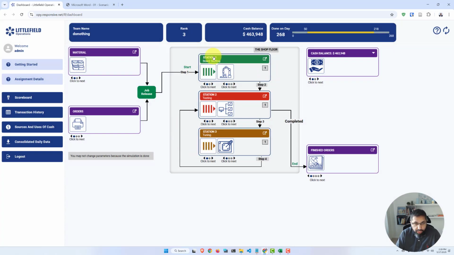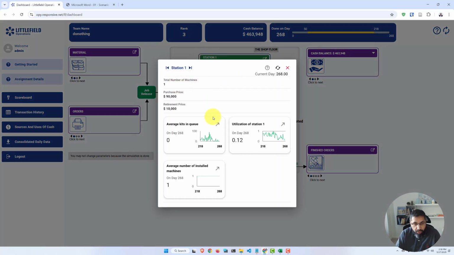So if you look at each station, there's 2 icons here. This icon here represents the queue, the orders queued up for processing, and then the equipment icon here represents the processing. Okay, so whichever button you click on, you see all these plots here, how many machines you have.